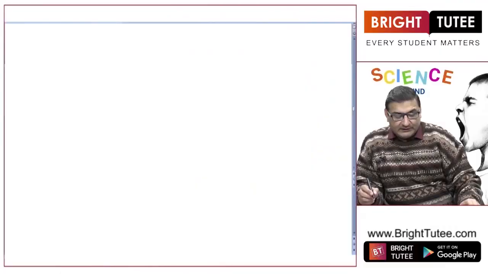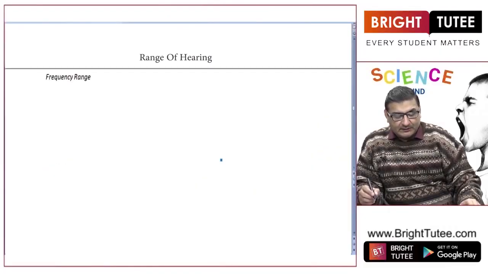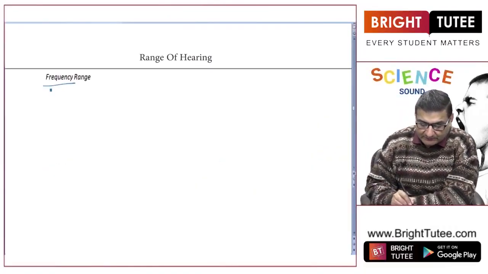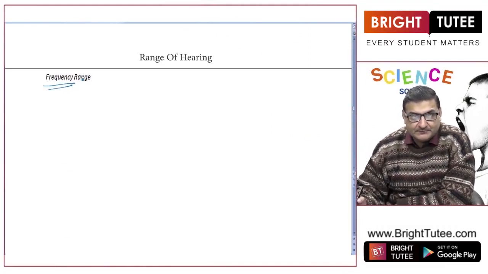Hi dear students, I am Amit Ajmani and today we will be just continuing the chapter Sound. Till now we have studied that sound has the property shown by other rays, that it also reflects if it strikes any particular surface. We will talk about the frequency range of various organisms.